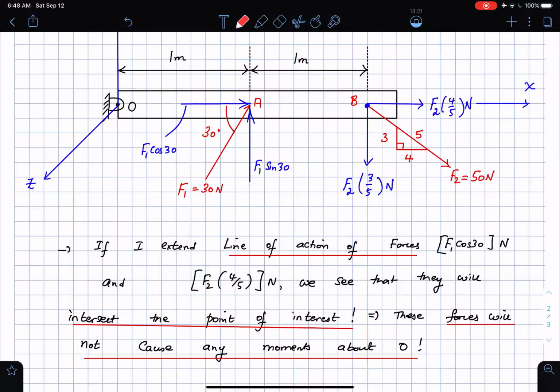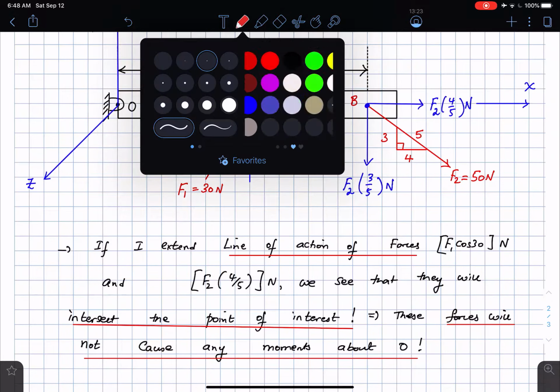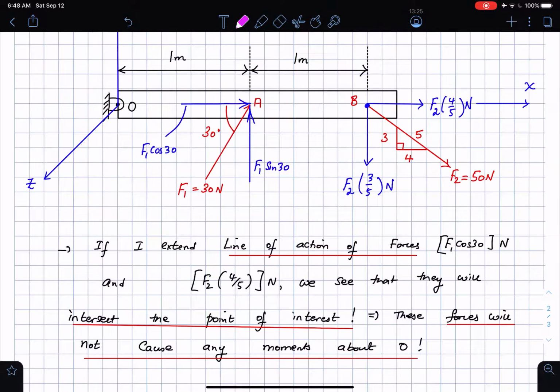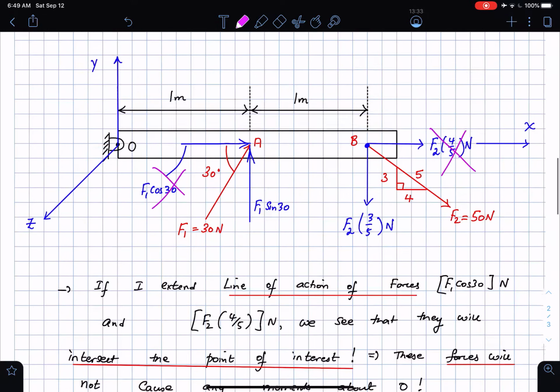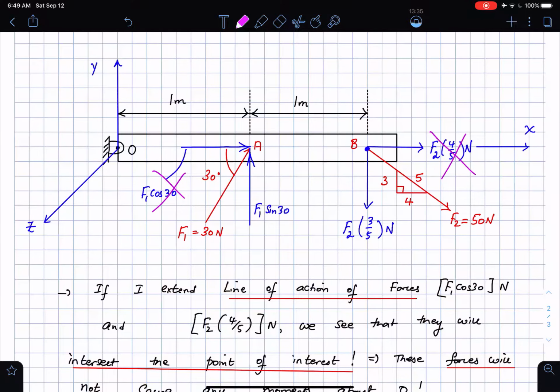Okay, which means that from the point of view of the forces that are useful to me, this F1 cosine 30 is of no use to me. This F2 times 4/5 Newton is of no use to me. Which means the only useful forces are F1 sine 30 and F2 times 3/5 newtons.